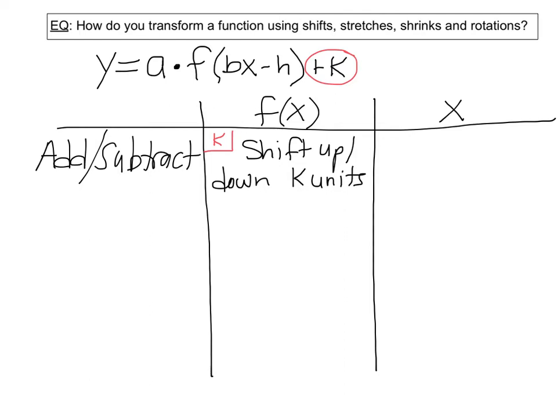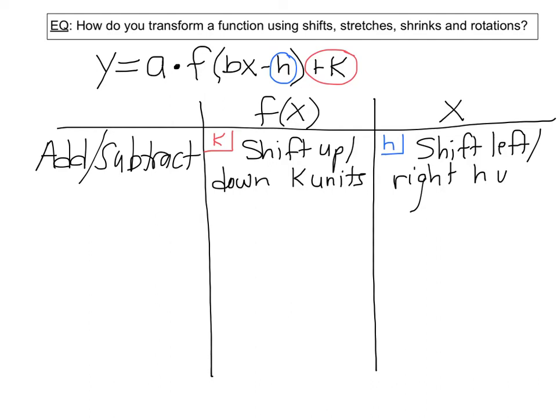Well, adding or subtracting x is the h on the inside of the graph. Right here is the h. And what happens to the graph when we add or subtract from x on the inside? That causes a shift. Left if we add, right if we subtract. And the shift is h units, whatever the value of h is. Causes a shift, left and right. So that's what h and k do. They shift our graph up, down, left, and right.